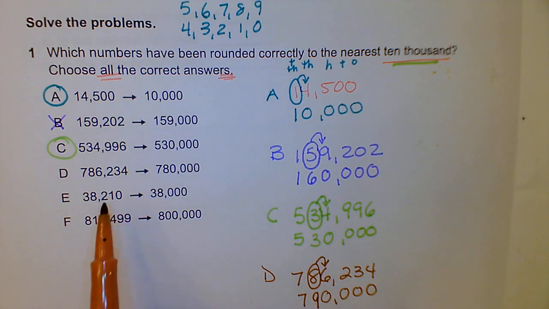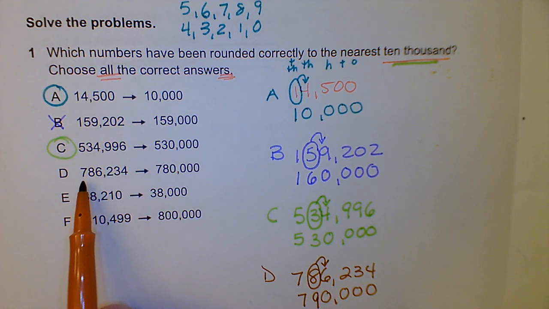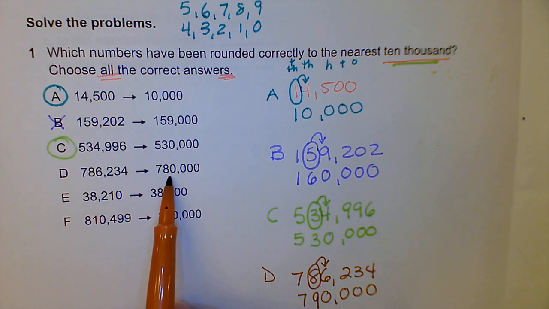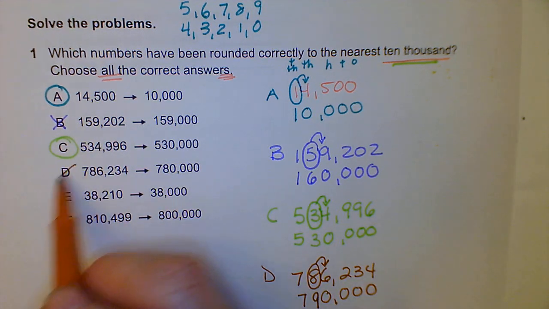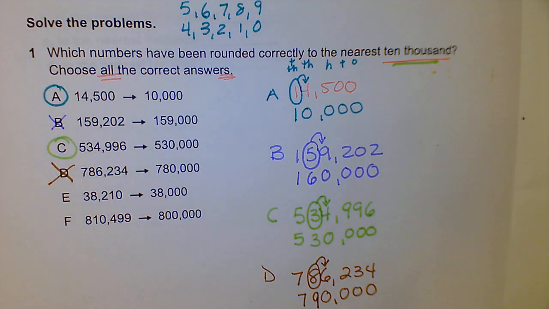So let's see, did they do it correctly? Nope, take a look. They rounded it to 780,000, so they did not raise the score. That one is wrong. All right, let's do the next one.